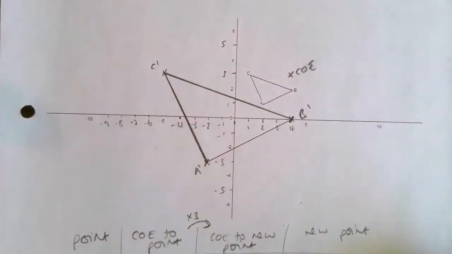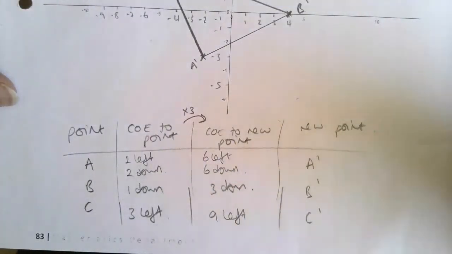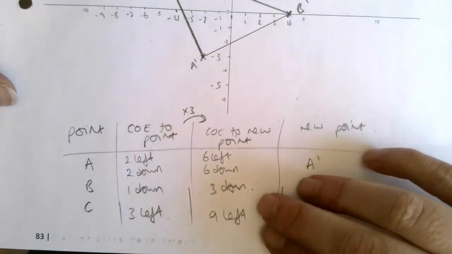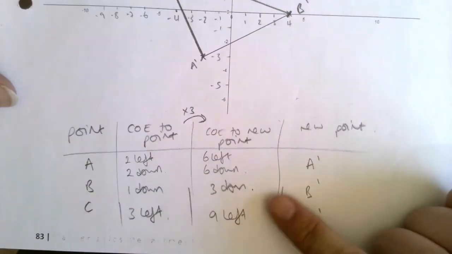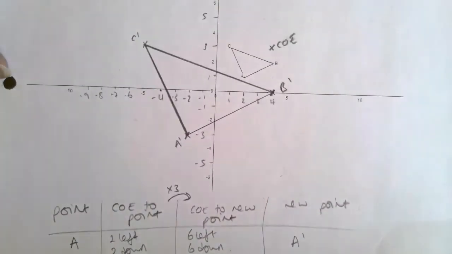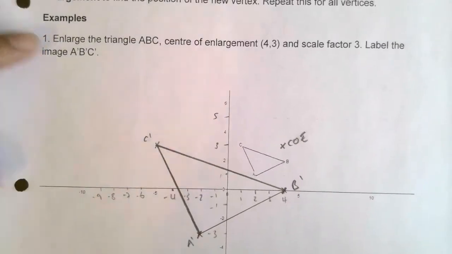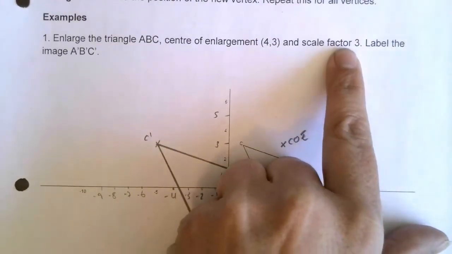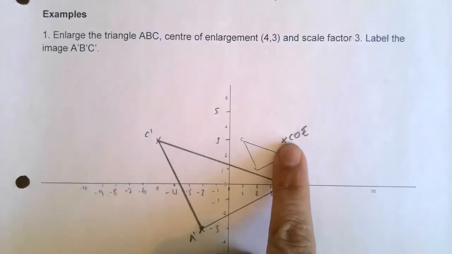Anyway, I do really like this little table method. Mine is not as neat as Miss Mawinnie's, but I did really like her method of doing the table, which I have never set my work out like this before, but I do really like it. So we're looking at enlargements, and in this example we've been given the scale factor and the centre of enlargement. So the centre of enlargement was 4, 3.